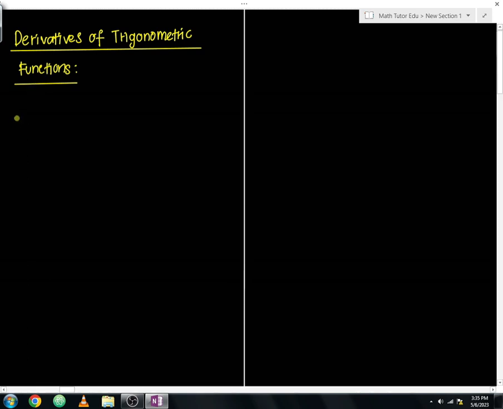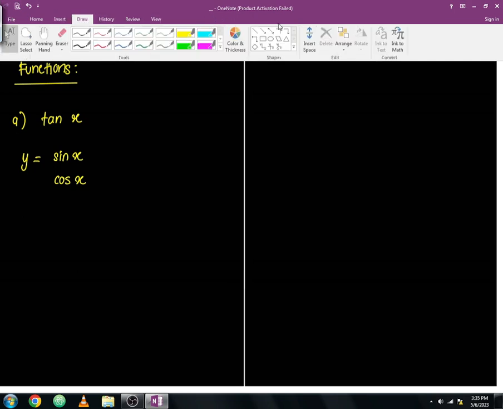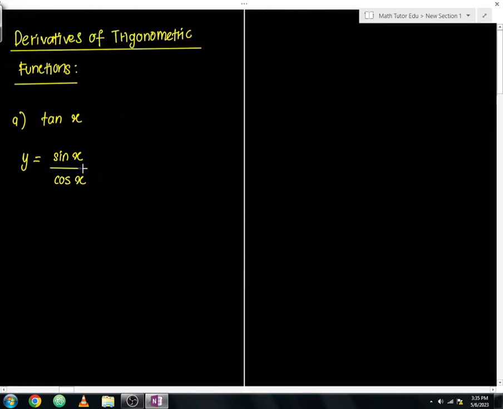Okay, so from here let us begin our derivation with tangent. Let me just write here tangent x. So this tangent x, we're going to write it as sine x divided by cos x. Sine x divided by cos x, you get the tangent x. So we are literally simplifying the equations. So from here y is equal to sine x over cos x.